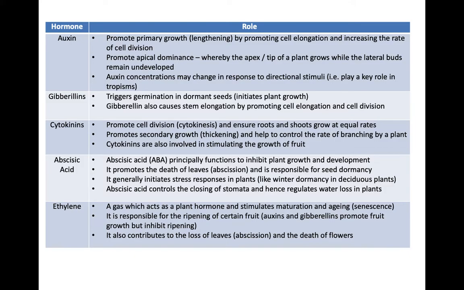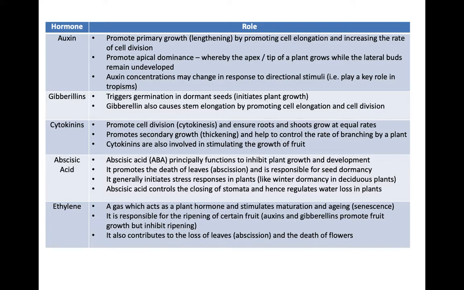Cytokinins promote cell division through cytokinesis and ensure roots and shoots grow at equal rates. They promote secondary growth and the thickening of a plant and control the rate of branching by a plant. Cytokinins are also involved in stimulating the growth of fruit.